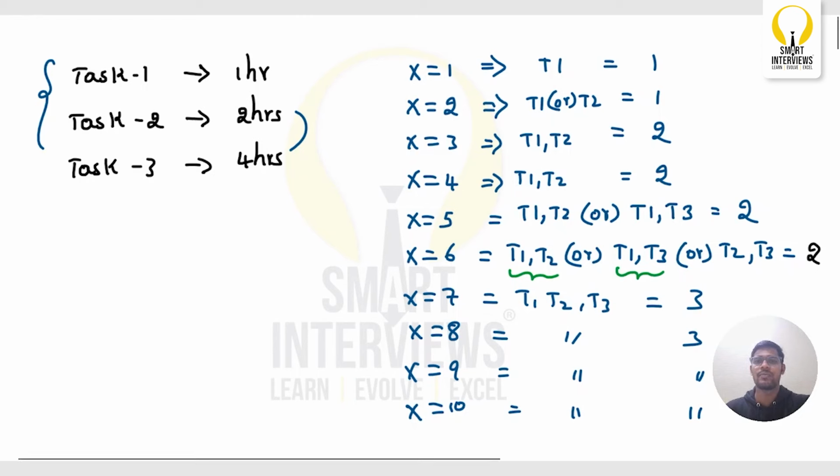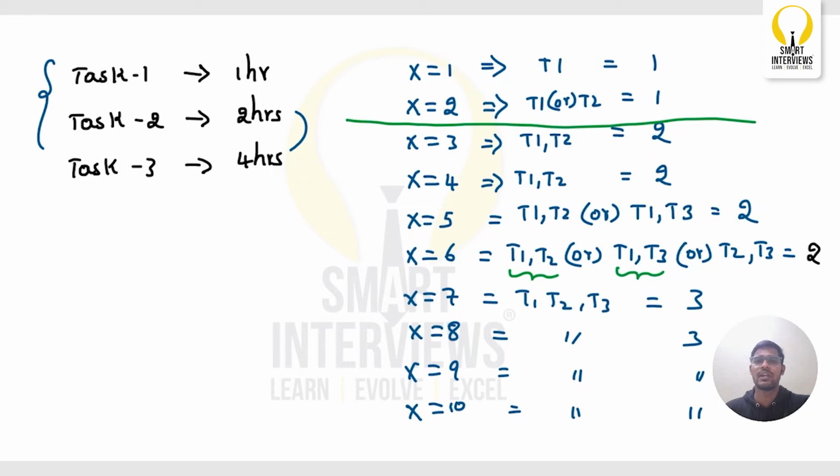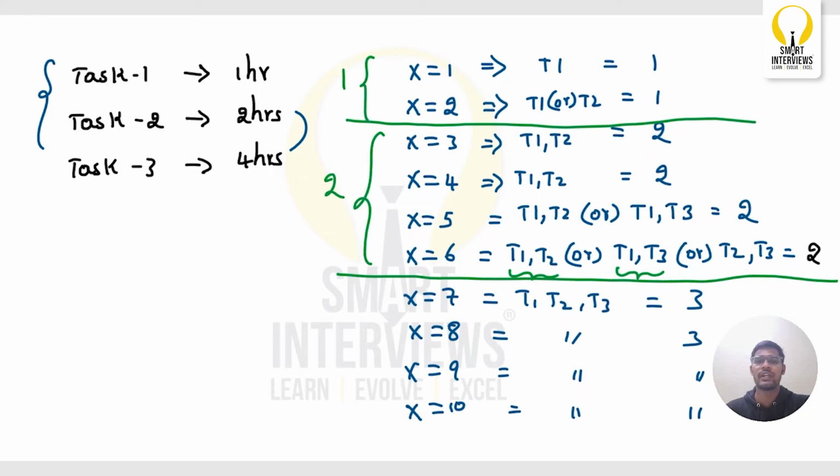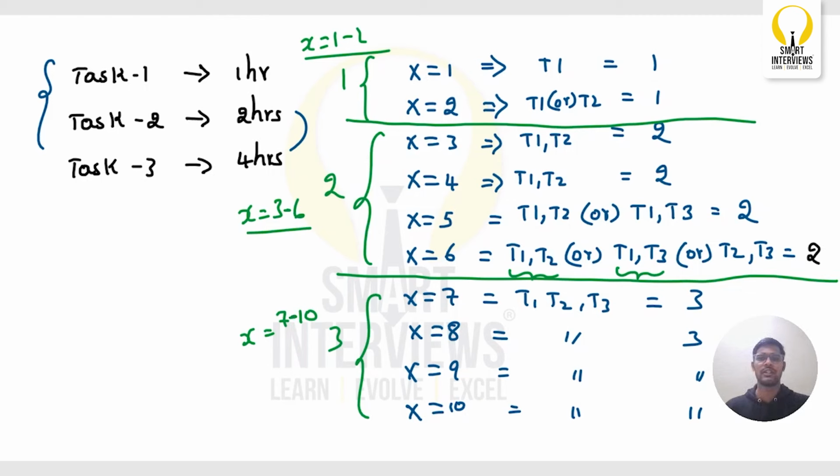If we observe here, if X equals 1 or 2, he can complete only 1 task. If X is from 3 to 6, he can complete only 2 tasks. If X is from 7 to 10, he can complete 3 tasks.